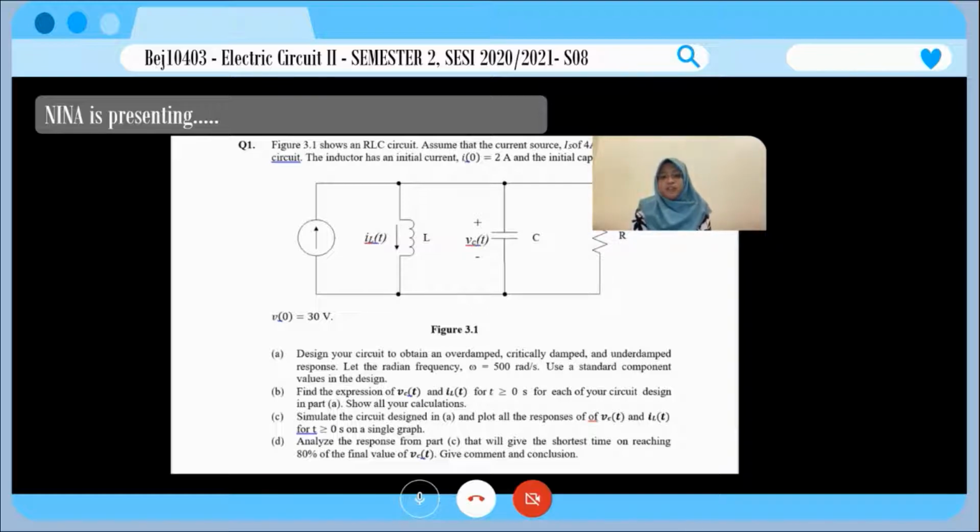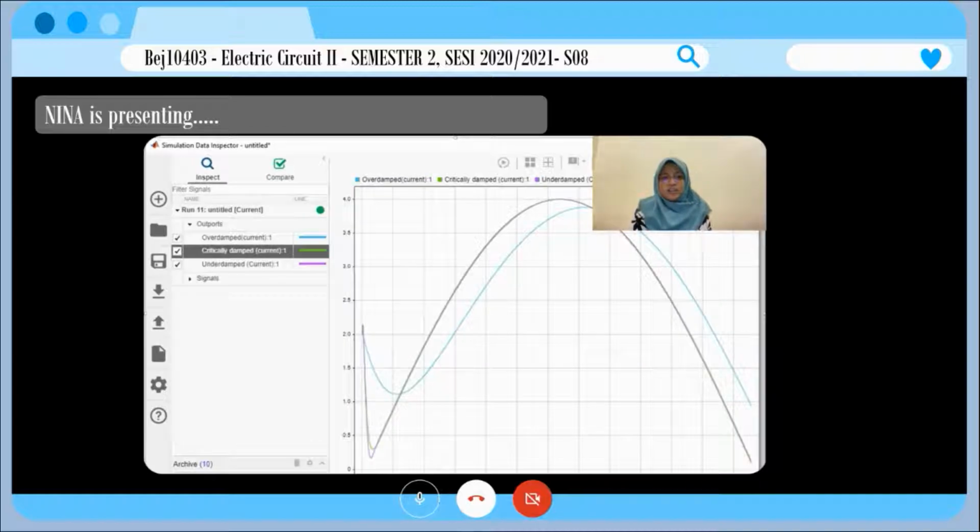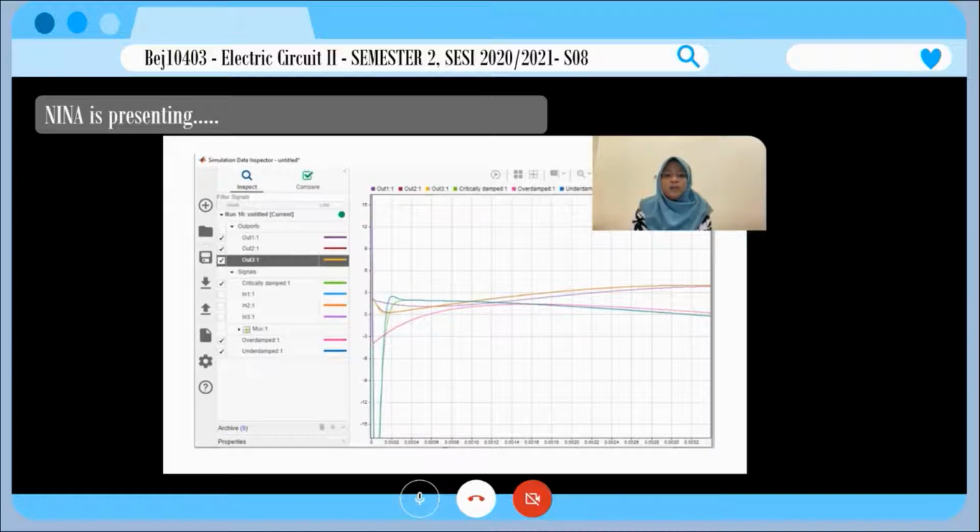I made 3 different graphs, which are for all the responses for VC, IL, and a combination of VC and IL. The graph for VC shows the difference between critically damped, overdamped and underdamped responses. The green line is for critically damped, the pink line is for overdamped, meanwhile the blue line is for underdamped. Next, the graph for IL. You can see the different line colors in the graph here. The light green is for critically damped, the light blue line is for overdamped, meanwhile the purple line is for underdamped. Lastly, you can see the response graph for the combination of VC and IL. The light green line is for critically damped and the pink line is for overdamped.